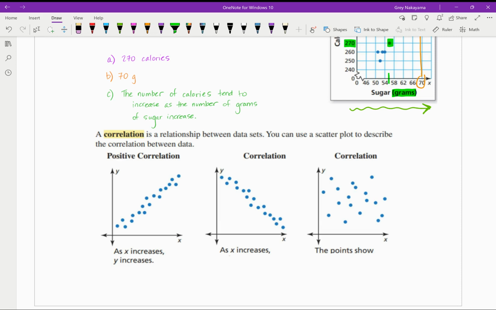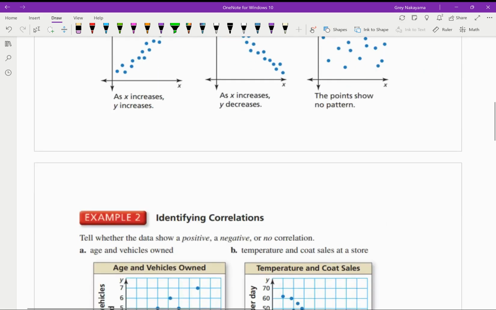Down here, as x increases, y is decreasing. And again, the slope of that line would be negative, so we consider that to be a negative correlation. And down here, these points show no pattern whatsoever, and so they have no correlation. You will see later on that you could have a strong positive or a weak positive depending on how closely those dots are together. All right, so let's look at our two examples here.